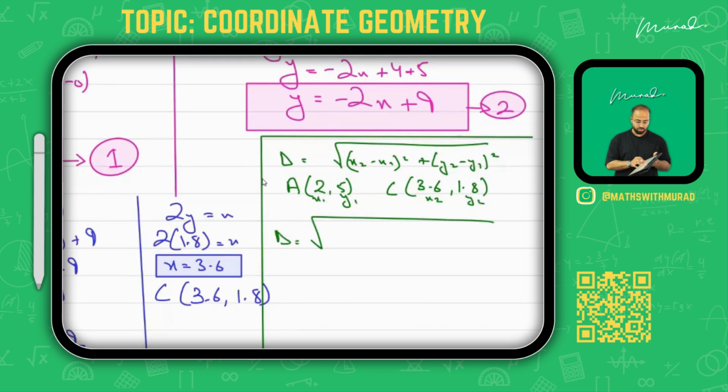And then after putting the formula, I'm just going through it. So x2, this is (3.6 minus 2) whole square plus y2, which is (1.8 minus 5) whole square. And that is going to be 3.6 minus 2, that is 1.6 whole square, and that is going to be negative 3.2 whole square. Now if you completely solve it by using your calculator, otherwise look, 3.2 was written here.